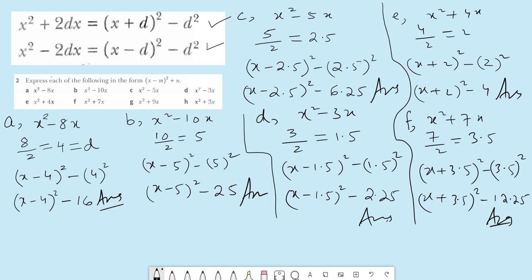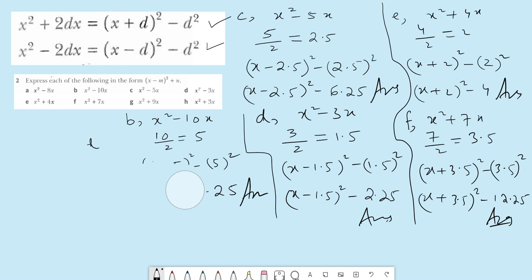Now move to part G. First, I will rub these two parts because I have no more space. Okay. What is part G?